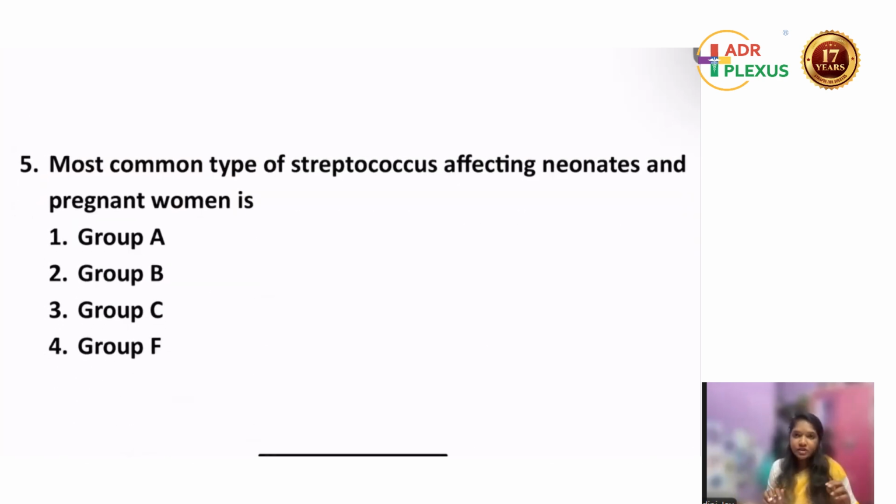Yes. Next question. Most common type of streptococcus affecting neonates and pregnant women is. This is also a very simple and straightforward question. So they've given streptococcus and they've asked you which affects newborn. So newborn neonatal sepsis, if it comes, you should always think of one. What is that? Group B streptococci. So among A, B, C and F, the answer is actually group B streptococci.